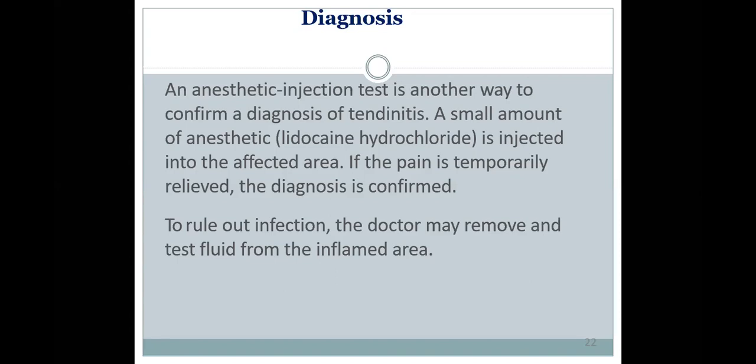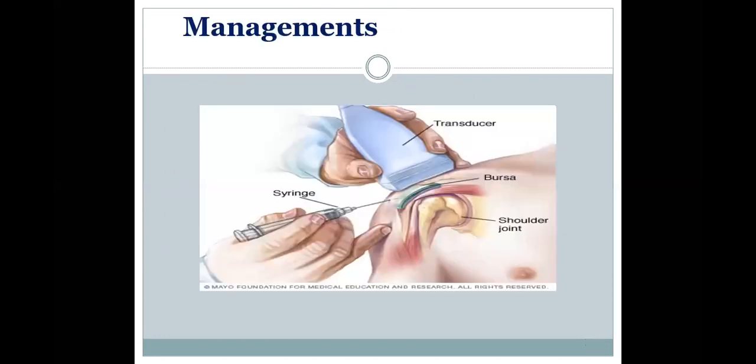And to rule out infection, the doctor may also remove and test fluid from the inflamed area. If inflammation is seen in the tendon and or the bursa, the fluid from the tendon and bursa can be tested. Culture can be done for the fluid, and fluid studies can be performed so as to find out the inflammation and to make the choice of appropriate treatment. This is all about the diagnostic tests. Now we are going to management.